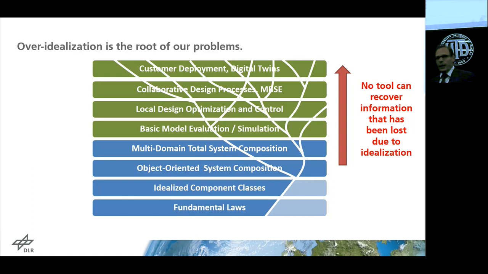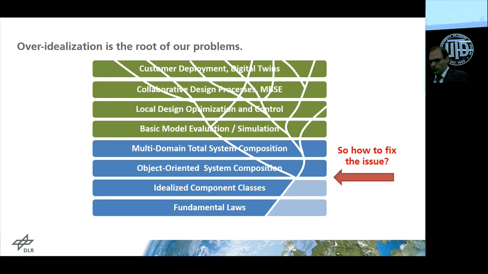You can invest in tooling as much as you like, try to make good solvers and whatever. Sometimes I have now solvers that find solutions that are not there. So we definitely have good solvers by now. But yeah, if the information is gone, you cannot retrieve it anymore. And so this point cannot be solved by tooling. You have to solve it by properly formulating your system in a methodological way. So yeah, how to fix this issue?